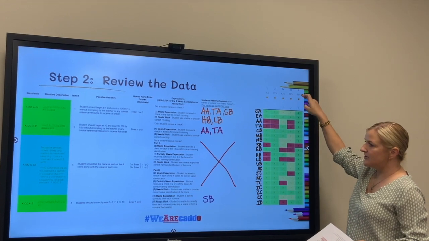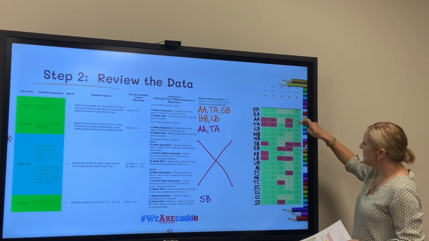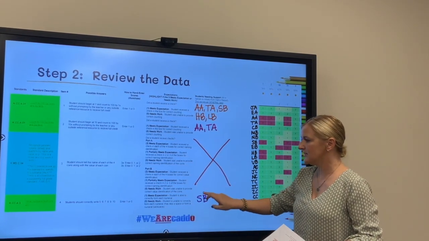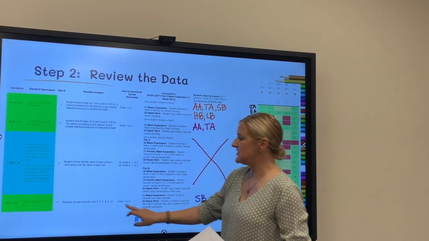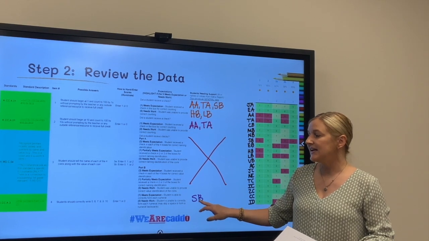Then I'm gonna go over to item number 4. Item 4, I only had 1 student miss this item, SB, so I put that person's initials there. They struggled with writing 5, 6, 7, 8, 9, and 10 correctly.